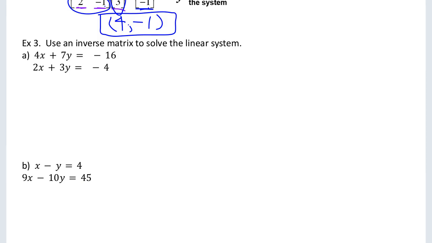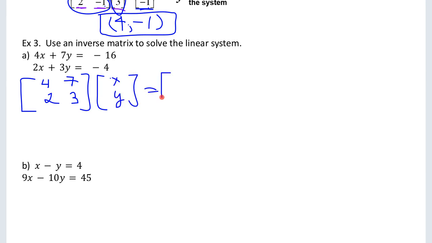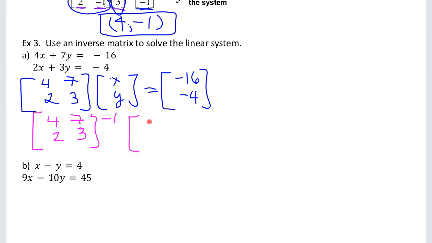All right, so with this one, we're going to set it up as we did in the previous example. 4, 7, 2, 3, variable matrix x, y, constant matrix -16, -4. So to solve this system, we're going to do the inverse of the coefficient matrix times the constant matrix will give us the result for x and y. And then you would do an ordered pair x, y.